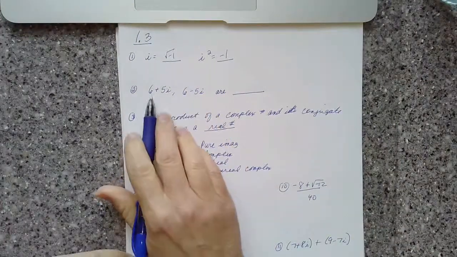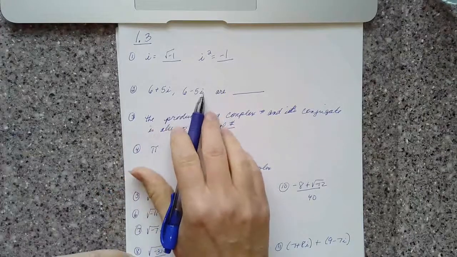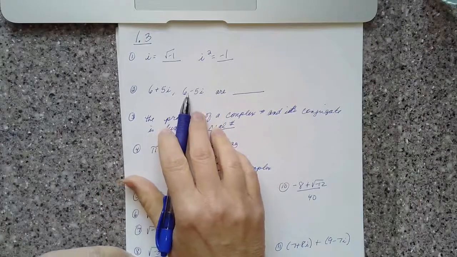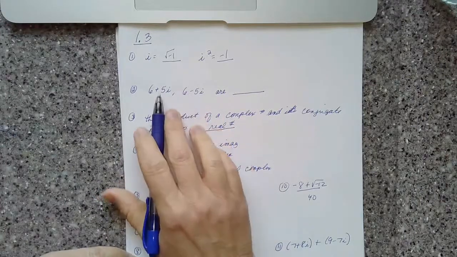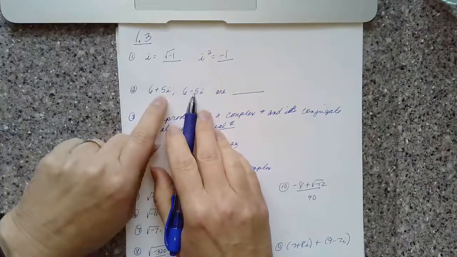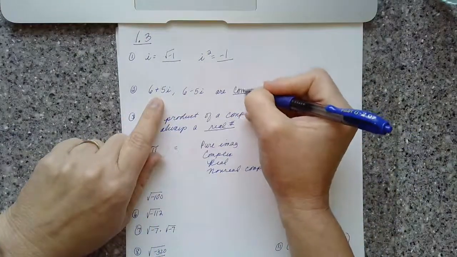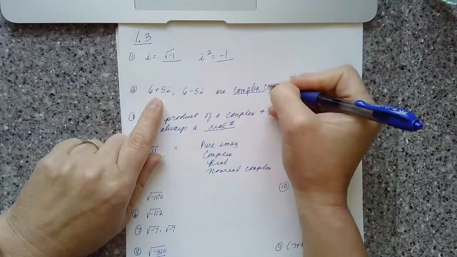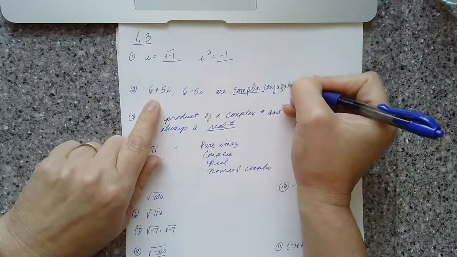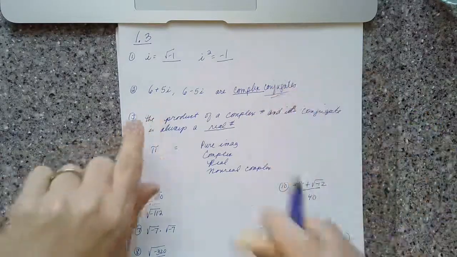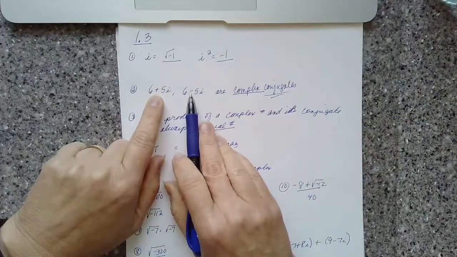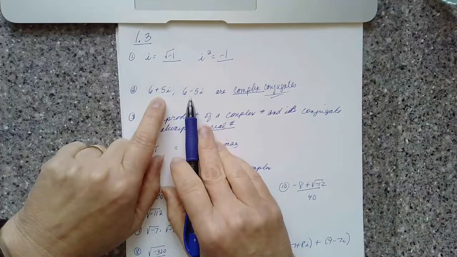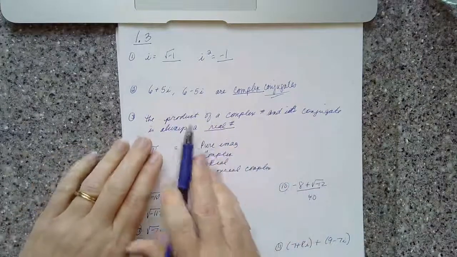Whenever you have numbers that differ only by the middle signs, these are called complex conjugates. So the word conjugate means that they're just opposite signs in the middle, and we're going to use that later in the lesson. Complex conjugates. The product of a complex number and its conjugate is always a real number.